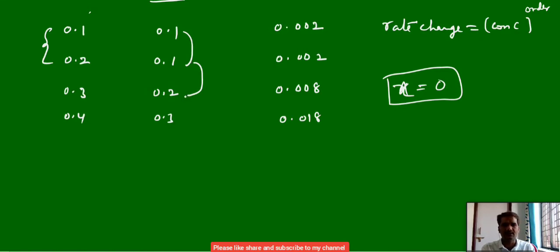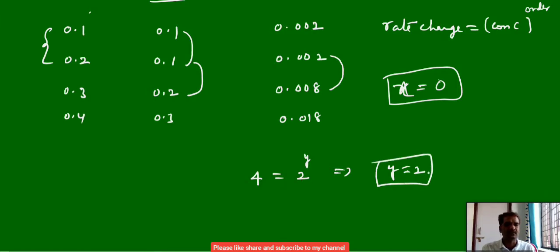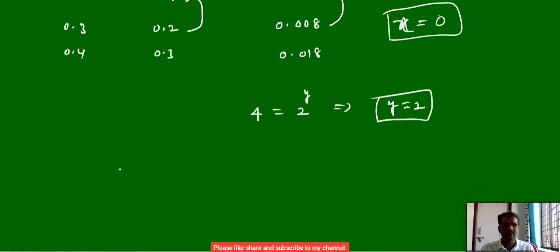Now when you increase the concentration of B 2 times, the rate changes 4 times. So 0.002 to 0.008 means 4 times. The rate is changing 4 times, the concentration changed 2 times, and the power is y. From this you get y equal to 2, meaning the order with respect to B is 2. Now the overall order is second order. So we can write the rate of reaction as k into A power 0 and B power 2. So this is a second order reaction. Like this we can identify the order experimentally by the initial rate method.